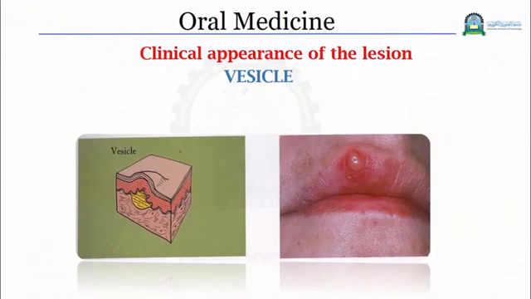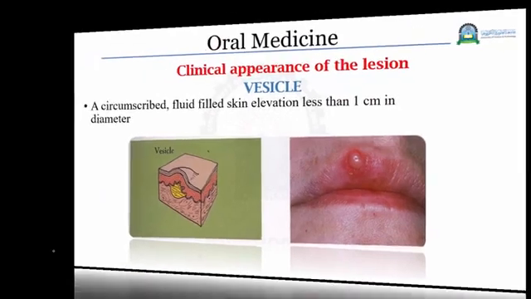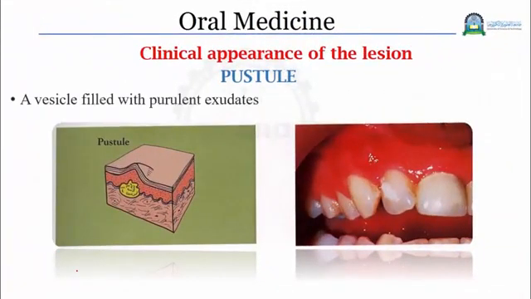Next, the first of the vesiculobullous lesions. Those lesions have fluid or pus inside the lesion. The vesicle is a fluid-filled, skin-elevated, circumscribed lesion less than 1 centimeter in diameter. The pustule is a vesicle filled with a purulent exudate. This is the difference between the vesicle and the pustule.